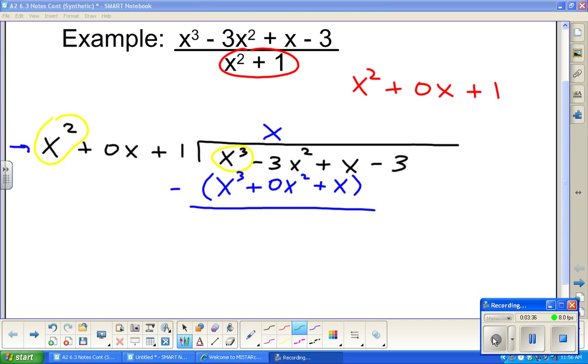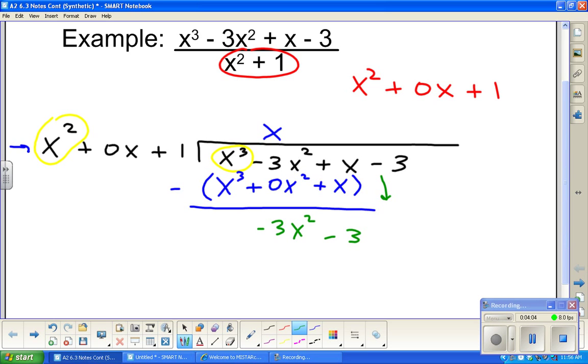So now we're going to do our subtraction. Just like before, x cubed minus x cubed is nothing. The negative 3x squared, if we take away 0x squared, it's still what it was before. The x minus x is 0. And then we always bring down the next term. The term that we didn't use yet is the minus 3.